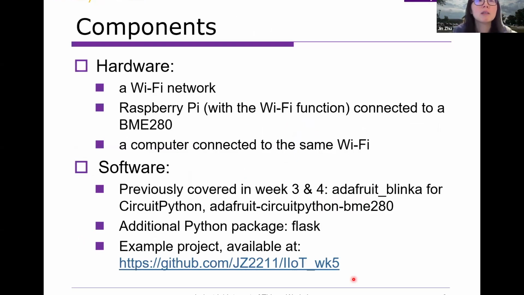Here's a summary of the components we used for this project. You're going to need a Raspberry Pi and a BME 280. You'll also need a computer connected to the same Wi-Fi. For software, as we covered previously, we're going to use Python, and we will also use an additional Python package for Flask. The example project, all the code and the steps list, are available through this link.